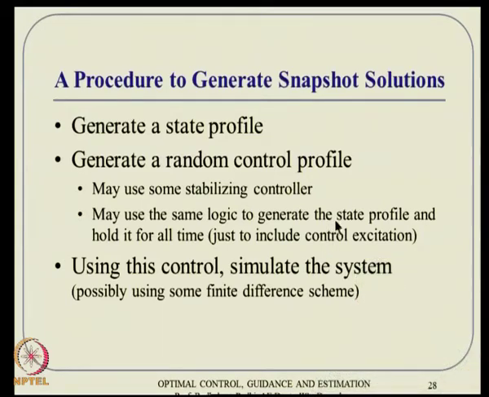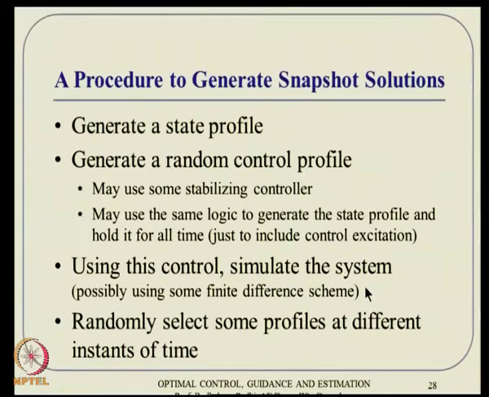And then utilizing this control, simulate the system dynamics, possibly using finite difference or finite element, whatever it is, and then you can randomly sample out of that. That means this behavior which evolves with time also has a lot of profiles. So you do not want to keep on collecting everything, but randomly select some profiles at different instances of time. Then you will have some sort of a snapshot solution using which you can design these basis functions.